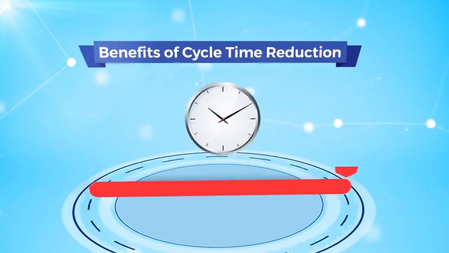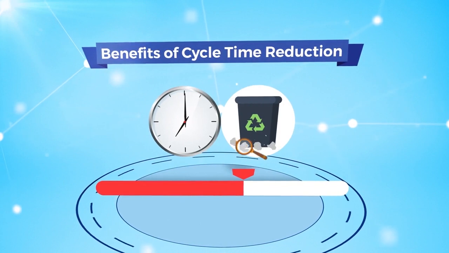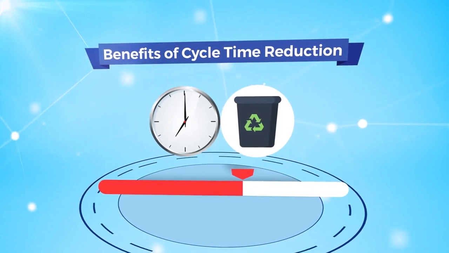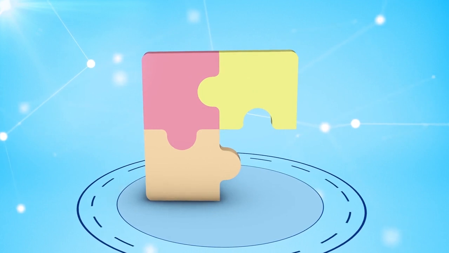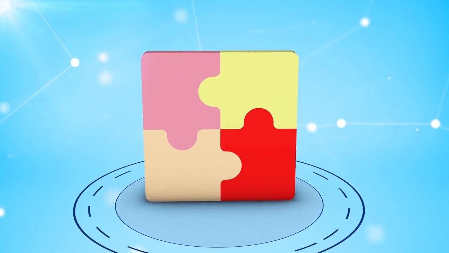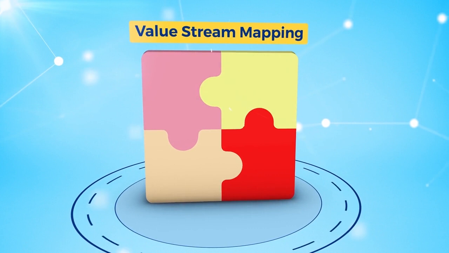One of those benefits is waste reduction. The identification and removal of waste in a process ensures that the activities being performed actually add value. This is also known as value stream mapping.